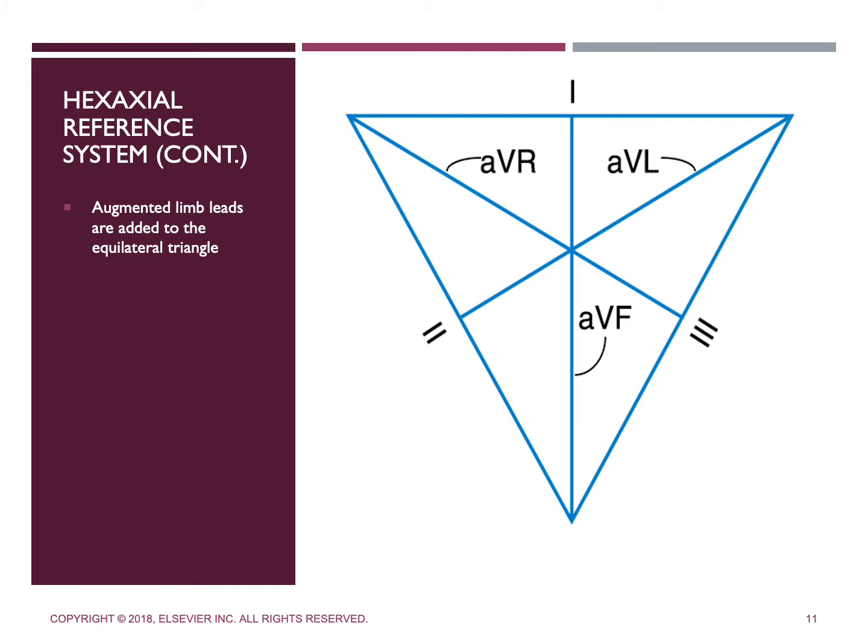Now what you see in this picture is the augmented leads that are added to the equilateral triangle. So if the augmented limb leads are added to the equilateral triangle and the axis of the 6 leads moved in a way in which they bisect each other, the result is the hexaxial reference system, which is what you're seeing right here.